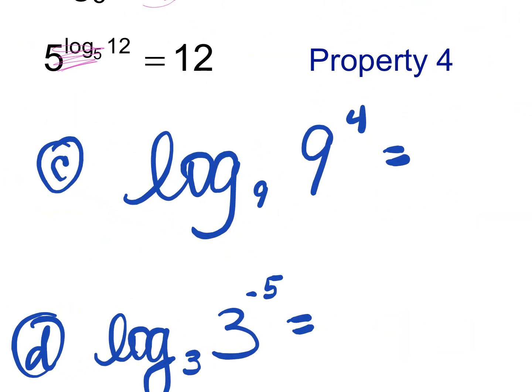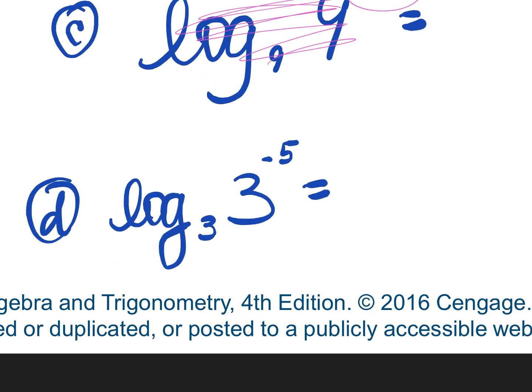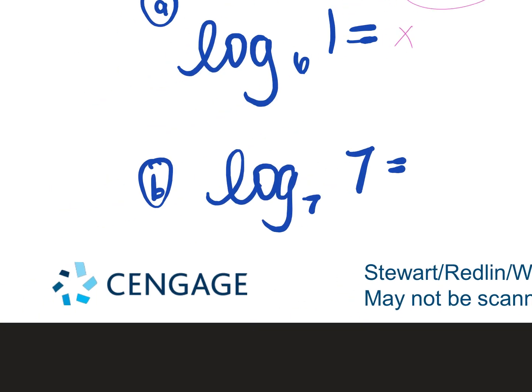All right, look over here. Let's see. What do you notice? What's going to cancel? The log 9 of 9. So what's your answer? 4. What about here? The log 3 of 3 cancels. So what's your answer? What about here? Log 7 of 7. They're going to cancel out. What's your answer? 1.